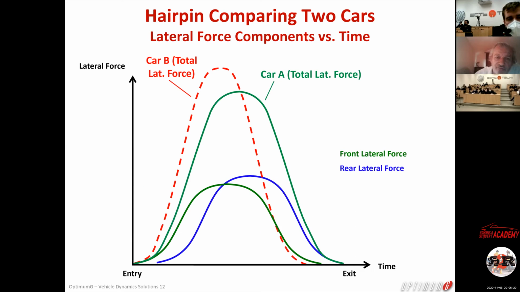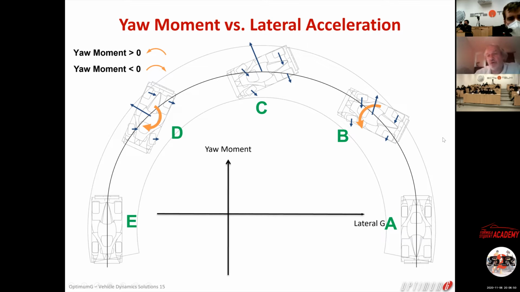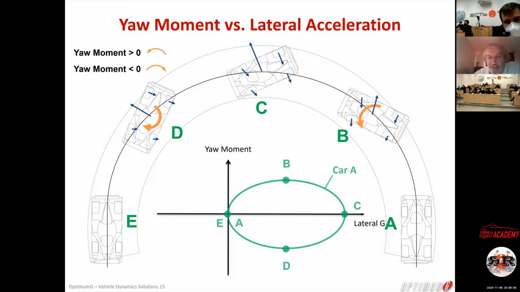If you want to go faster, you need more grip. Everybody understand that. If you want to go faster, you need more grip. But also you need more yaw moment. You need to rotate the car quicker. If you want to go faster in the corner, you need to have more rotation power, more possibility to rotate the car. And so basically you want to have more lateral acceleration and more yaw moment. So let me show you how a yaw moment versus lateral acceleration graph would look like.